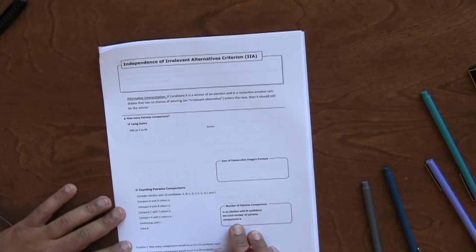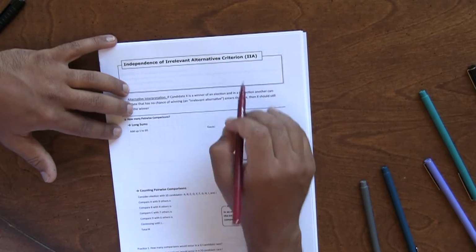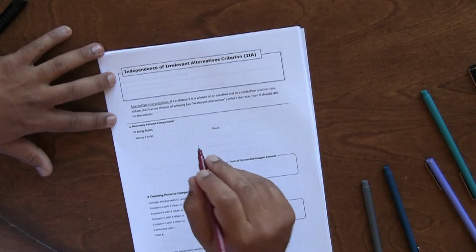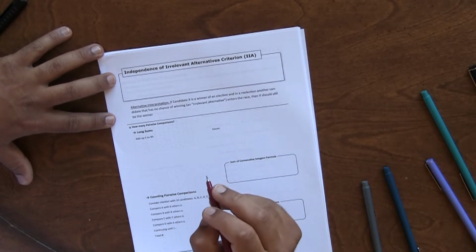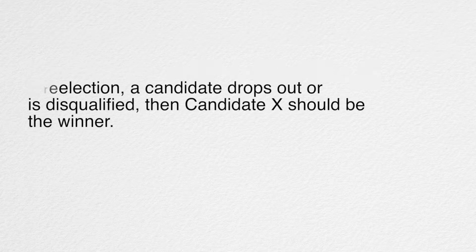So here we are on page 2, and the idea of the independence of irrelevant alternatives criterion, or IIA. If we have someone who wins an election, and then we decide to do a recount because someone withdraws or is disqualified, and we redo it, then that person who withdrew or was disqualified was irrelevant to what was going on, so the original winner should be the winner. It's one thing if we kick out the winner the first time and then redo it, we should get someone different.